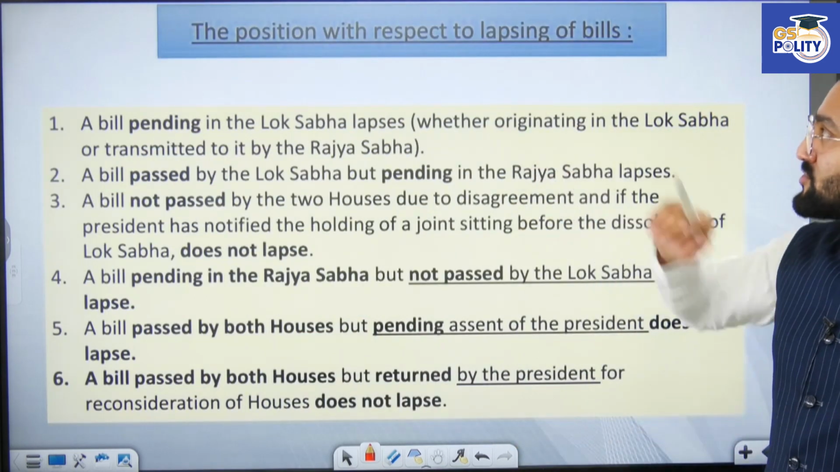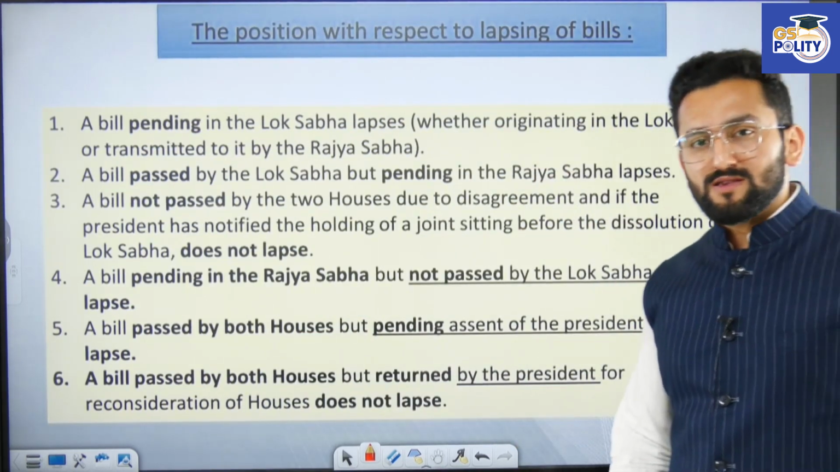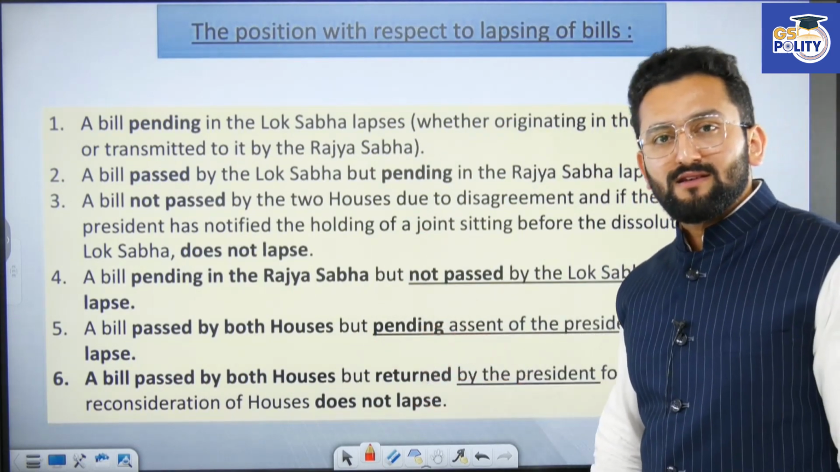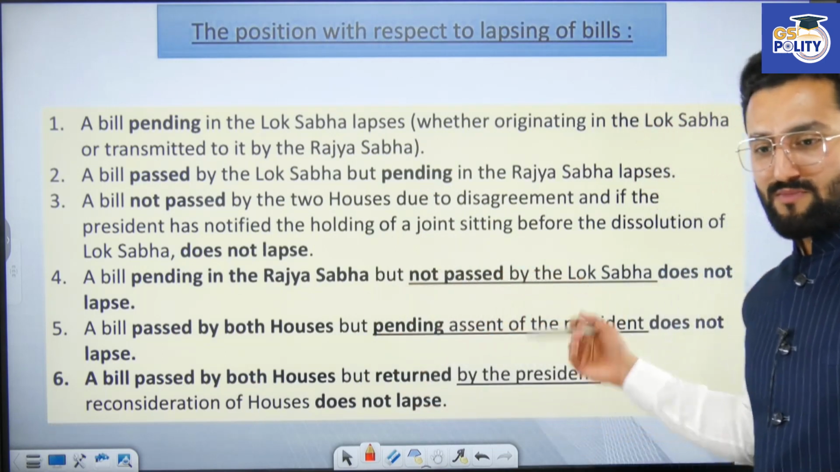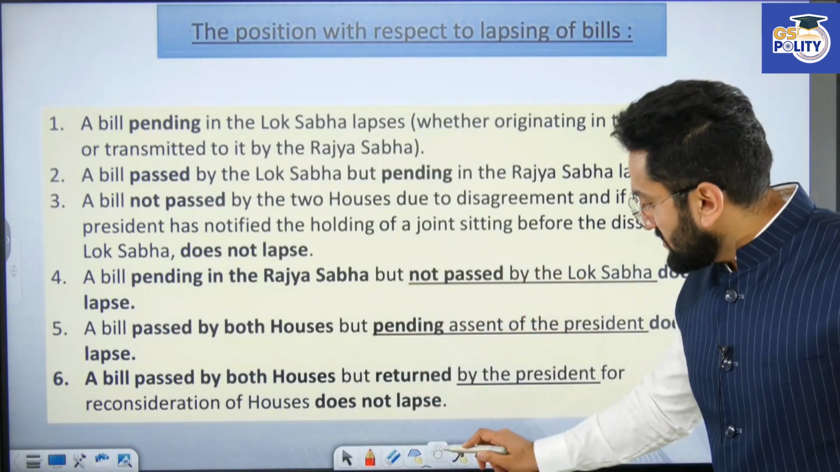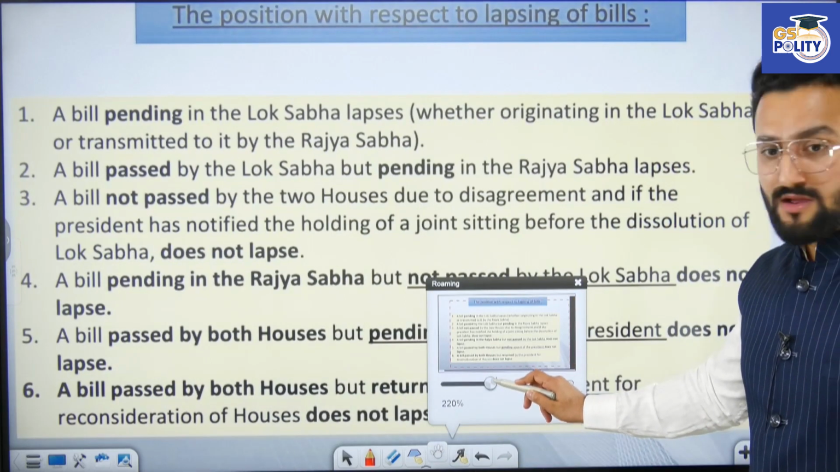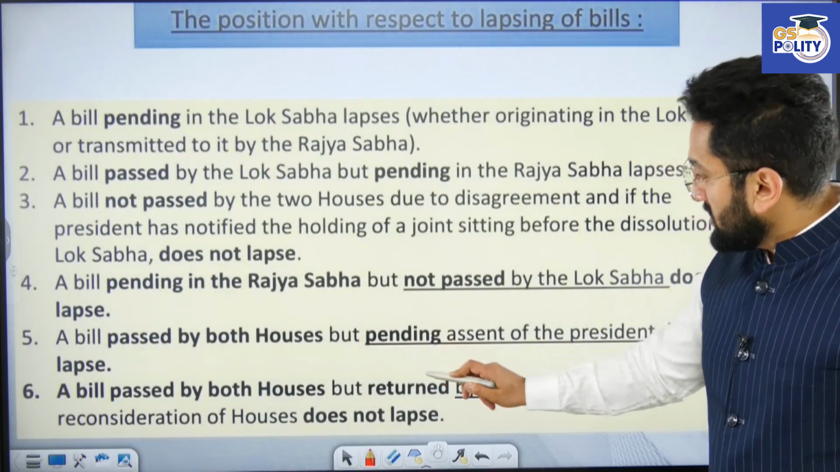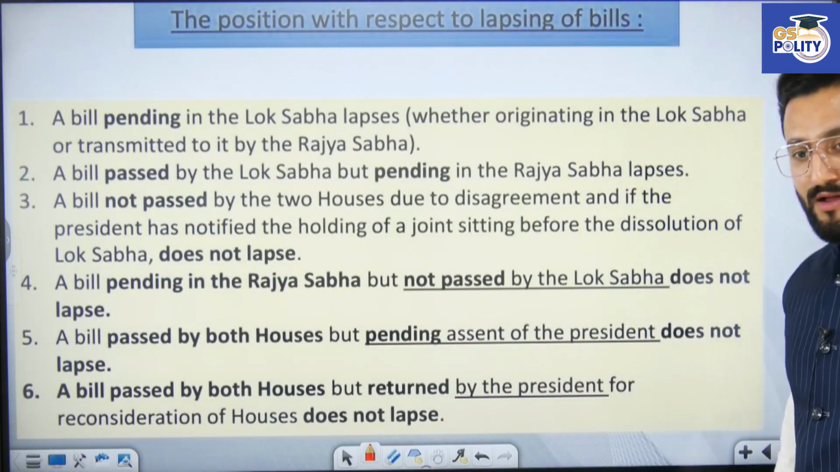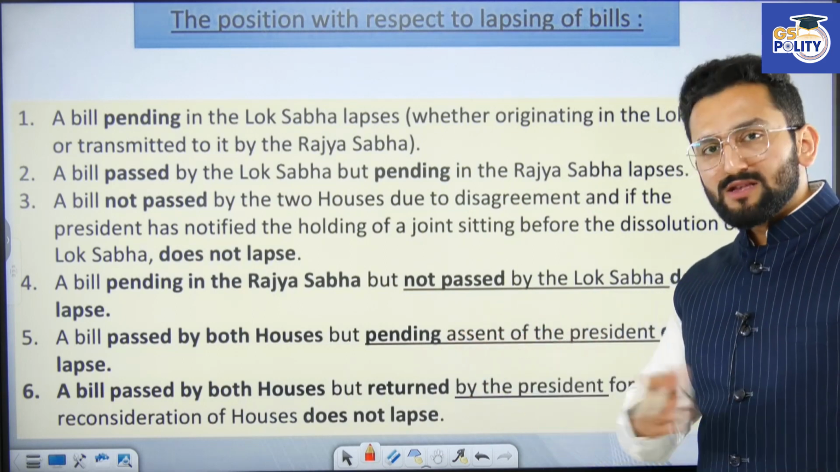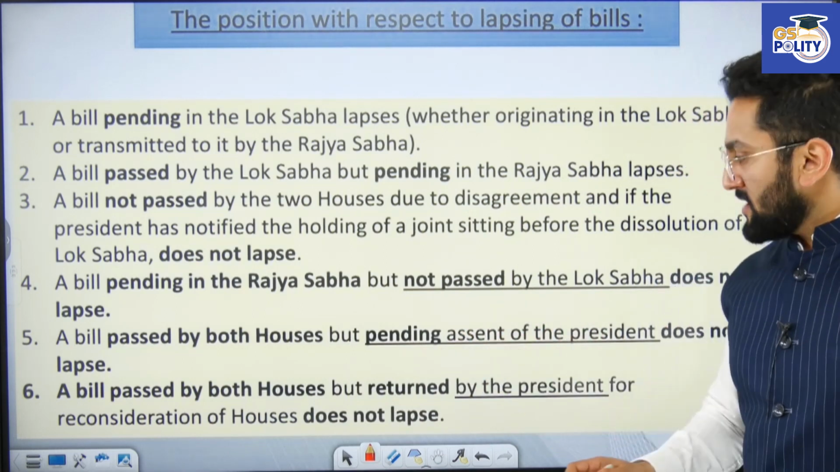Now, the position with respect to lapsing of bills. Many students get confused in these cases. Just read them, and then I'm going to simplify them for you. Just read it. I think these are visible over the screen. Some students might be watching through mobile, and those who are not able to read it in a comfortable manner, they can just open their Lakshmikant.